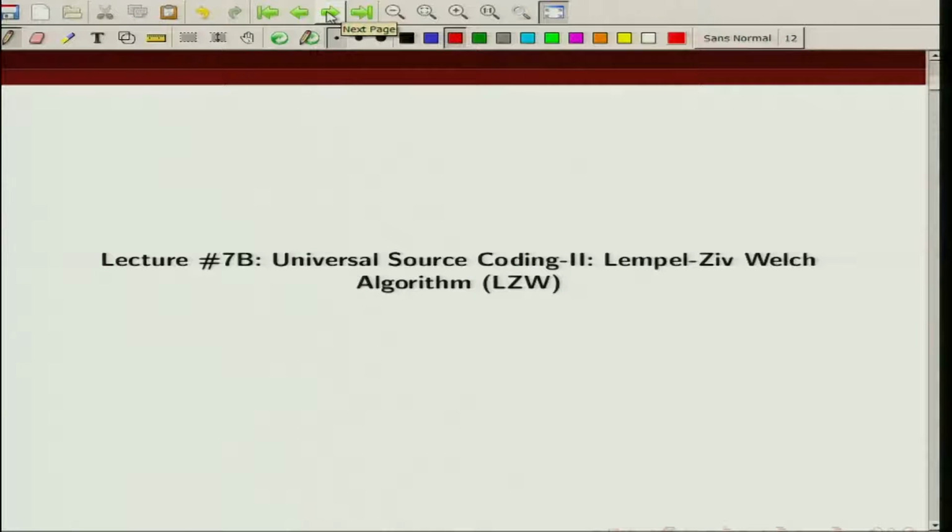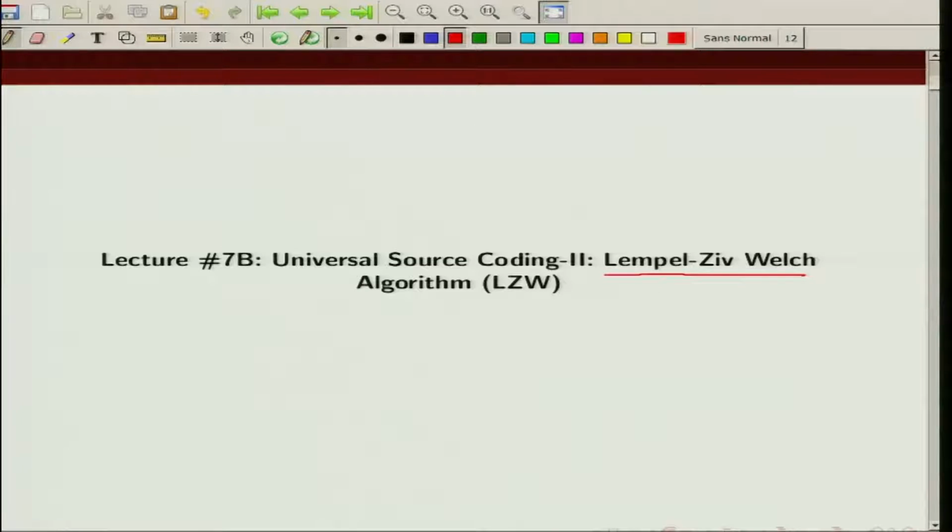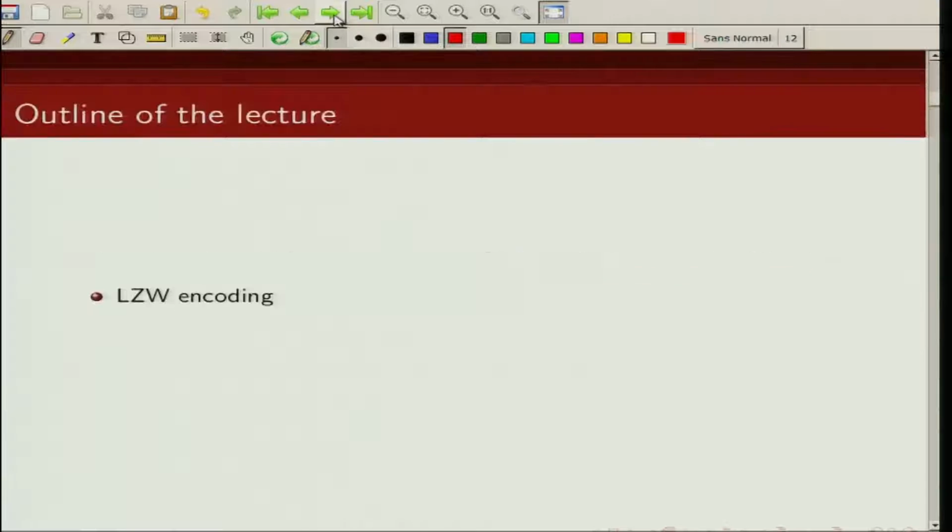Welcome to the course on an introduction to information theory. In today's lecture, we are going to continue our discussion on Lempel-Ziv algorithm. Today, we are going to talk about another variant of Lempel-Ziv algorithm, which is Lempel-Ziv Welch algorithm. In today's lecture, we'll talk about Lempel-Ziv Welch encoding as well as decoding, and we'll illustrate this with an example.